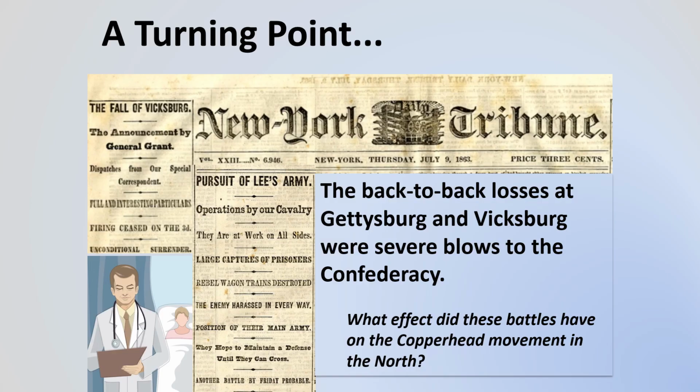So this is a turning point. These are back-to-back losses at Gettysburg and Vicksburg. These are severe blows to the Confederacy, and now that Copperhead movement is going to start failing as the Union is showing victory.